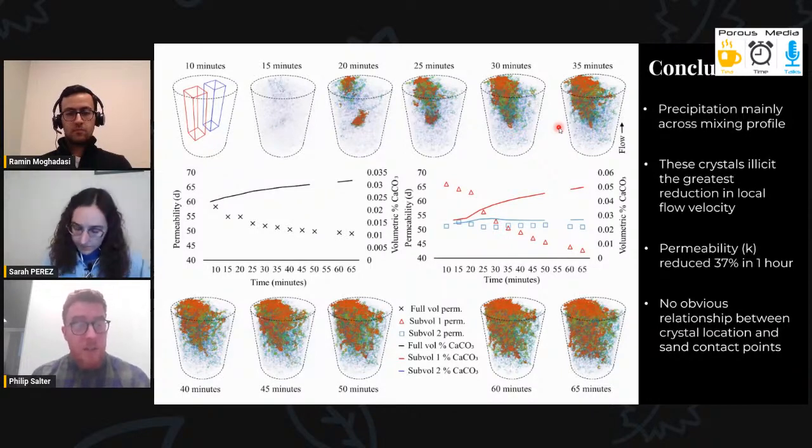By running flow simulations across both the full volume and also across these smaller subvolumes, we can see the effect on permeability as the crystals form. What we find is that in this red subvolume, we have up to a 37% reduction in simulated permeability over a 1-hour period. But outside of this main precipitation band, we have a much lower reduction in permeability. And there was no obvious relationship between where the crystals formed and the sand contact points.